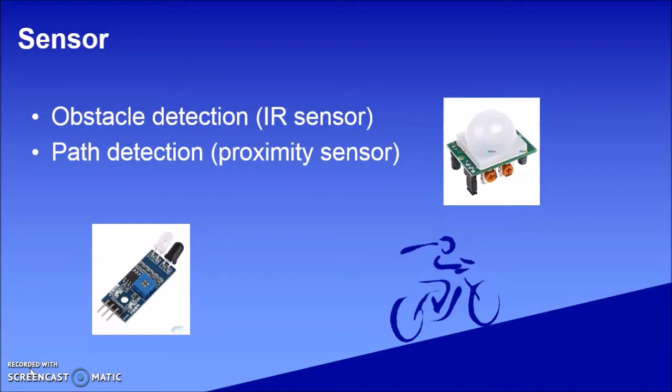For the sensors, our robot has obstacle detection using an IR sensor and a proximity sensor. The IR sensor detects obstacles around our robot. When the IR sensor detects an obstacle, it sends the data to our microcontroller, and the microcontroller will react and avoid the obstacle. We chose the proximity sensor because it can calculate a smooth path for our robot to make the journey smooth.